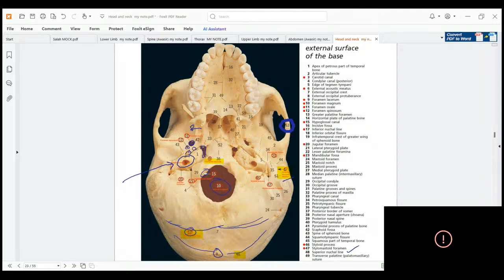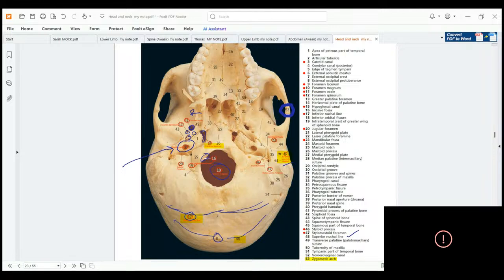Okay. Then external auditory meatus is number 6. Then this is the styloid process. Behind the styloid process is the stylomastoid foramen. This is the carotid canal, and this is foramen lacerum, hypoglossal canal, jugular foramen, foramen magnum, inferior nuchal line, superior nuchal line. Number 7 is the external occipital crest. Number 8, external occipital protuberance.